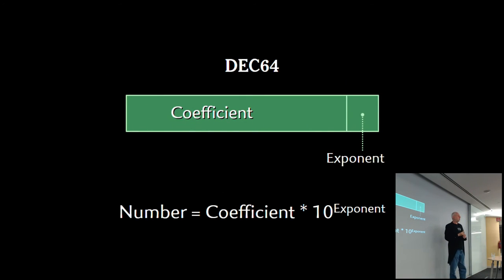I'm proposing a new decimal format called DEC64. It is stored in a 64-bit word. It has a 56-bit coefficient and an 8-bit exponent. I put the exponent on this end because on Intel architecture, you can unpack that for free. You can turn any ordinary int into one of these simply by shifting it 8 bits and storing it in this thing.